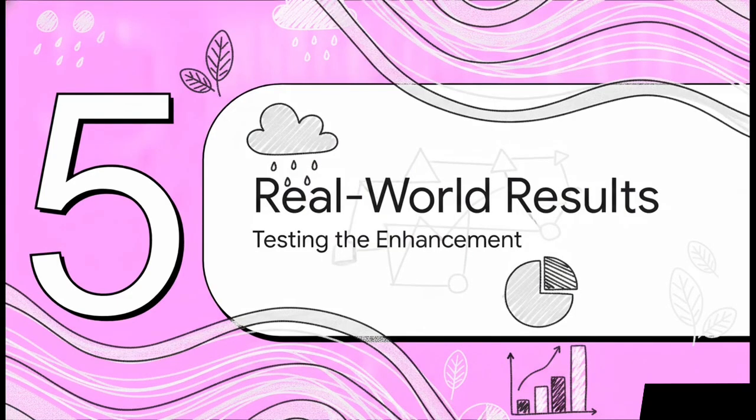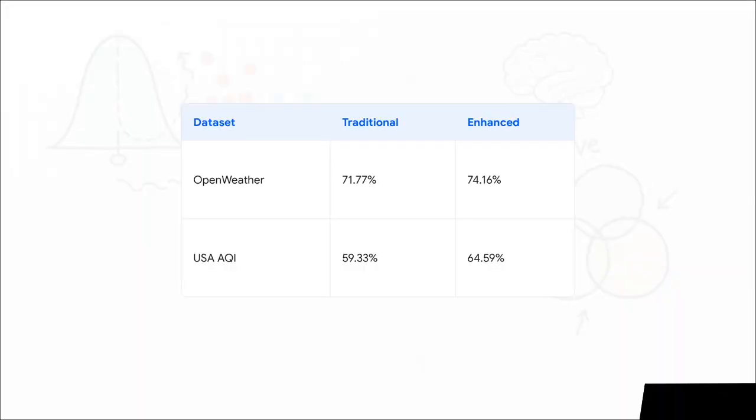Okay, let's get to Section 5, real-world results. So the math checks out in theory, right? But how did this meticulous enhancement actually perform when deployed on real-world environmental data? Let's check out the numbers. The researchers tested this on two major datasets, the Open Weather Air Quality Index and the USAAQI. On the Open Weather dataset, you can see a solid 2.39% improvement in accuracy.